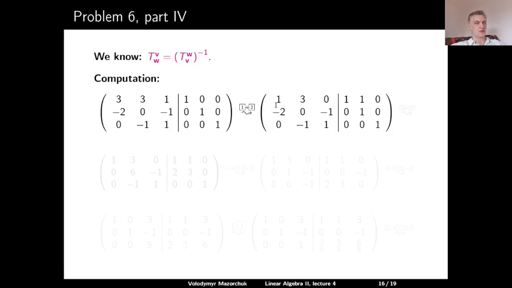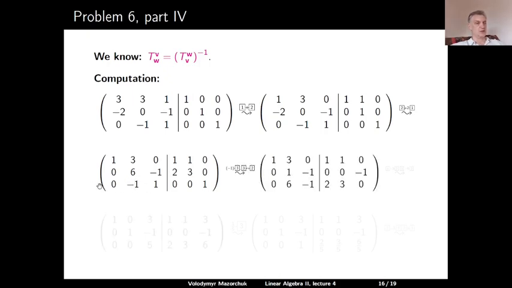So now we have 1 here, so we use it to eliminate everything else in the first column. So we multiply row 1 with 2 and add to row 2. Rows 1 and 3 remain the same. Row 2 becomes 2 minus 2 is 0, 6 plus 0 is 6, 0 plus minus 1 is minus 1, 2 plus 0 is 2, 2 plus 1 is 3, 0 plus 0 is 0. Now here we have minus 1 in column 2, but in row 3.